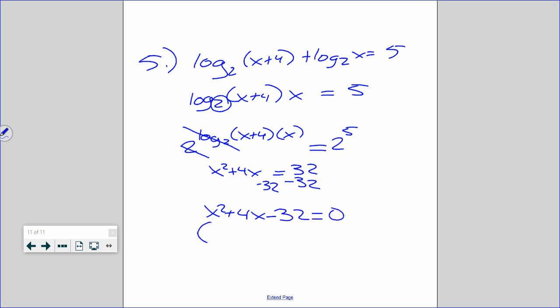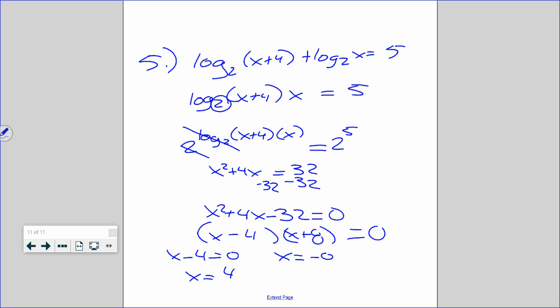How do I solve a problem like this? Factor. Two numbers that multiply to negative 32 and add to 4. Negative 4 and positive 8. Nice, Anna. How do I solve them now? Set them both equal to 0, so x minus 4 equals 0, so x equals 4, and x plus 8 equals 0, so x equals negative 8.